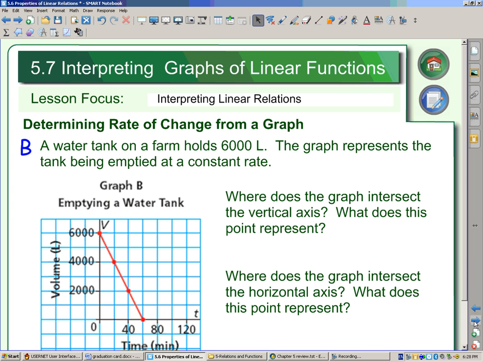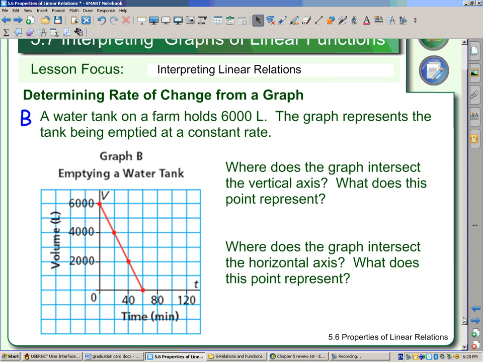Now I've changed this title now to section 5.7. I don't know if you noticed that or not. Because what we're doing is we're going to interpret some of this information. So again here we're going to look at the one we just did, where our constant rate, my rate of change, was equal to negative 100 liters per minute.